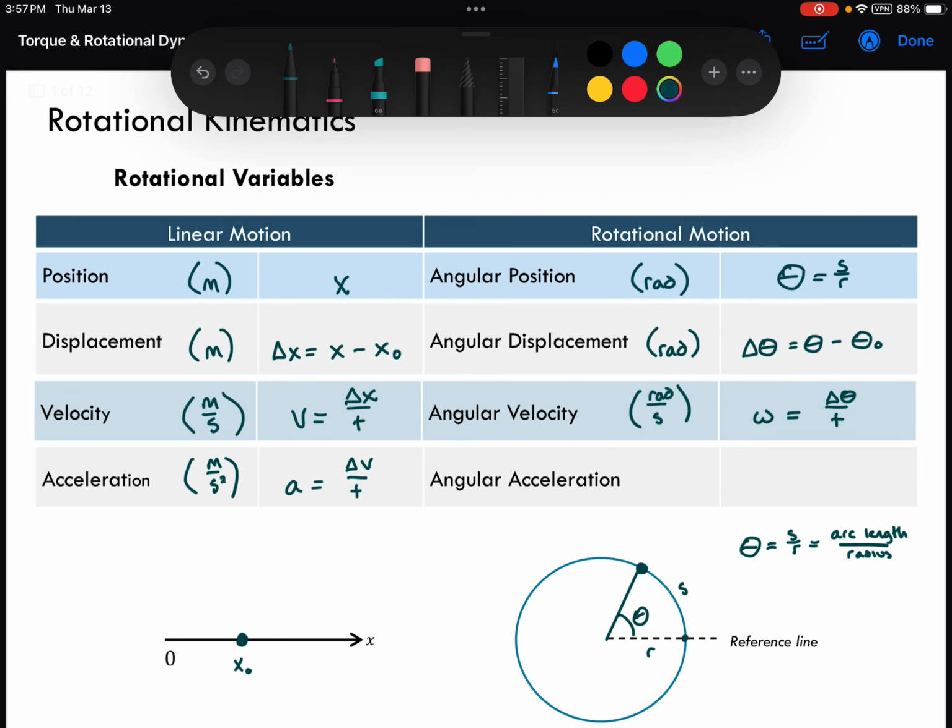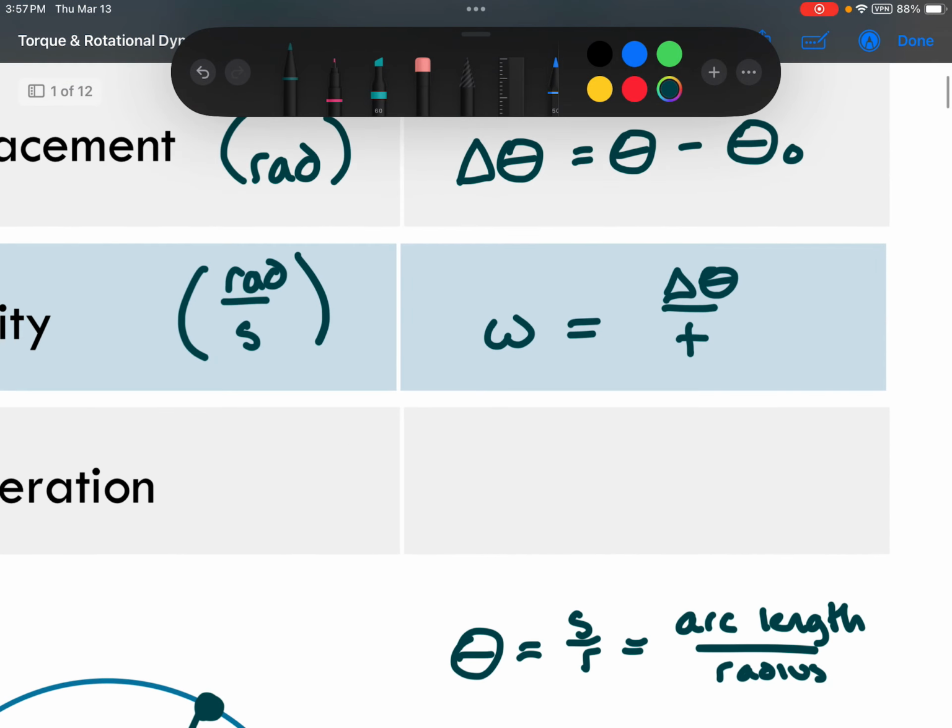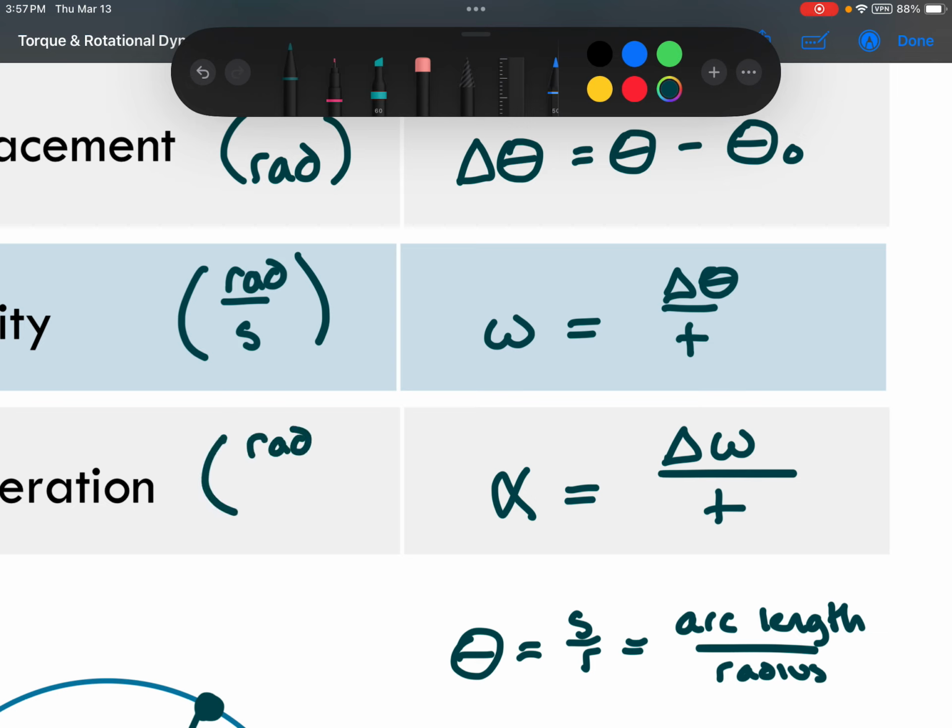We can also measure how an object's rotation is changing over time. Is it speeding up? Is it slowing down? So it's going to be the change in omega over t. Our variable we'll use for angular acceleration is the Greek letter alpha. So alpha is delta omega over t, and likewise with the units, radians per second squared.